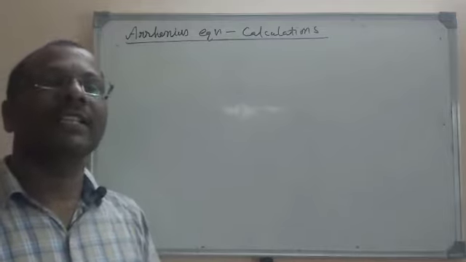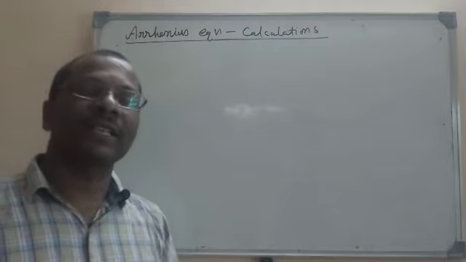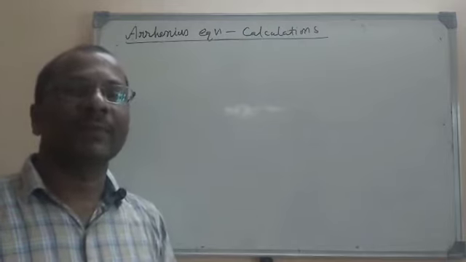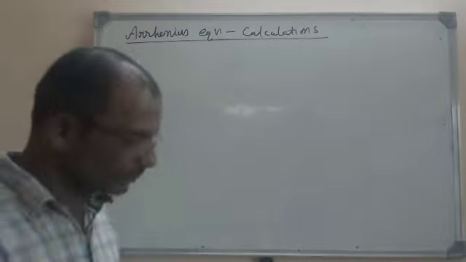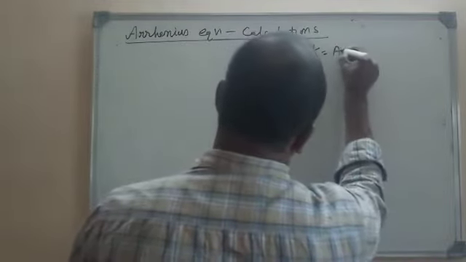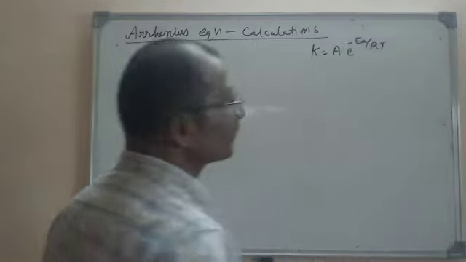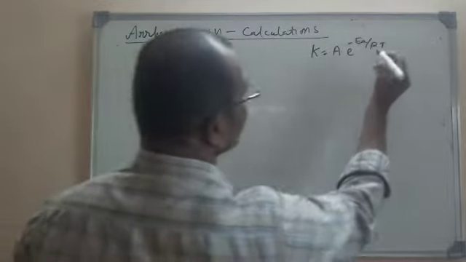So, what is an Arrhenius equation? I told you that it gives the relation between the rate of a reaction and the temperature of the reaction. Mathematically, what is that equation? k = A e^(-Ea/RT). This is known as the Arrhenius equation.